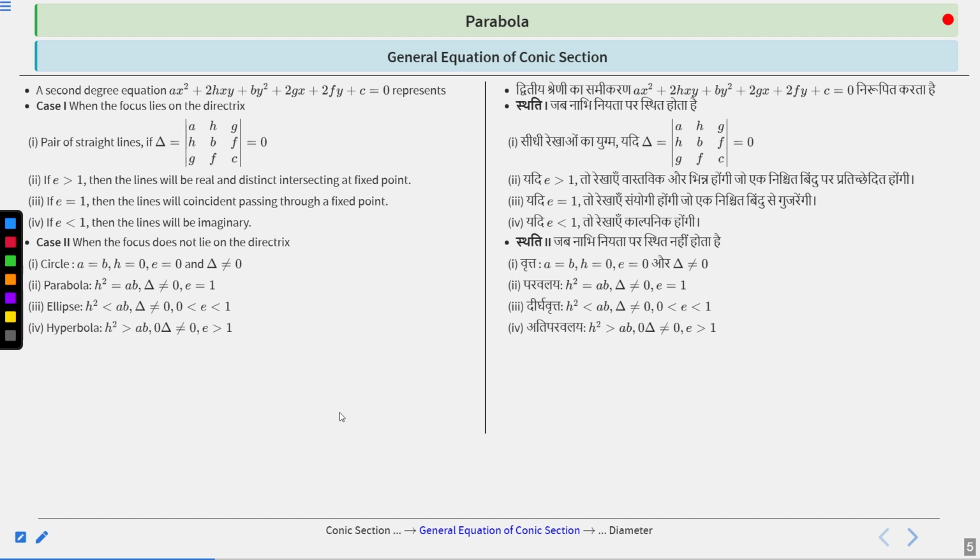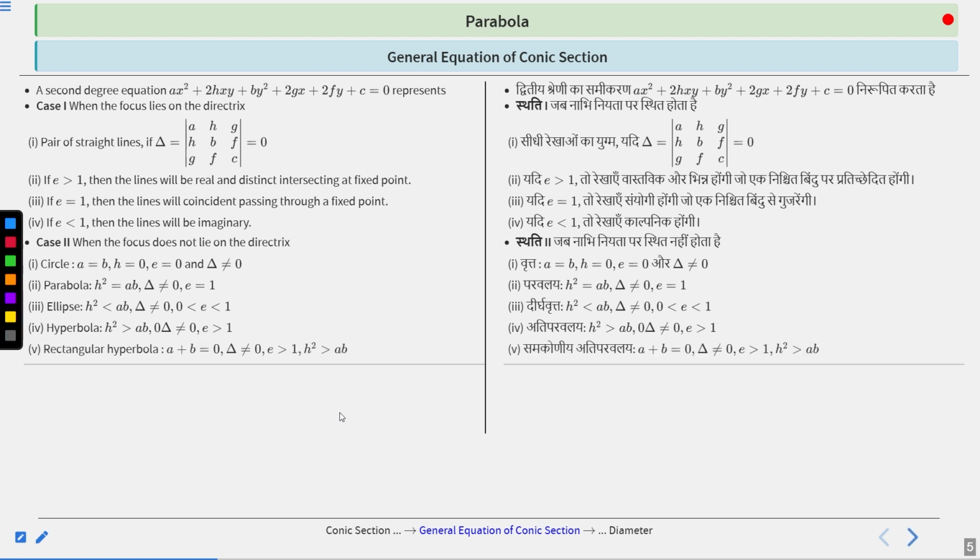It will represent a hyperbola if h square greater than ab, delta not equal to 0 and E greater than 1, right? It will represent a rectangular hyperbola if a plus b equal to 0, delta not equal to 0, E greater than 1 and h square greater than ab, right? Got it?